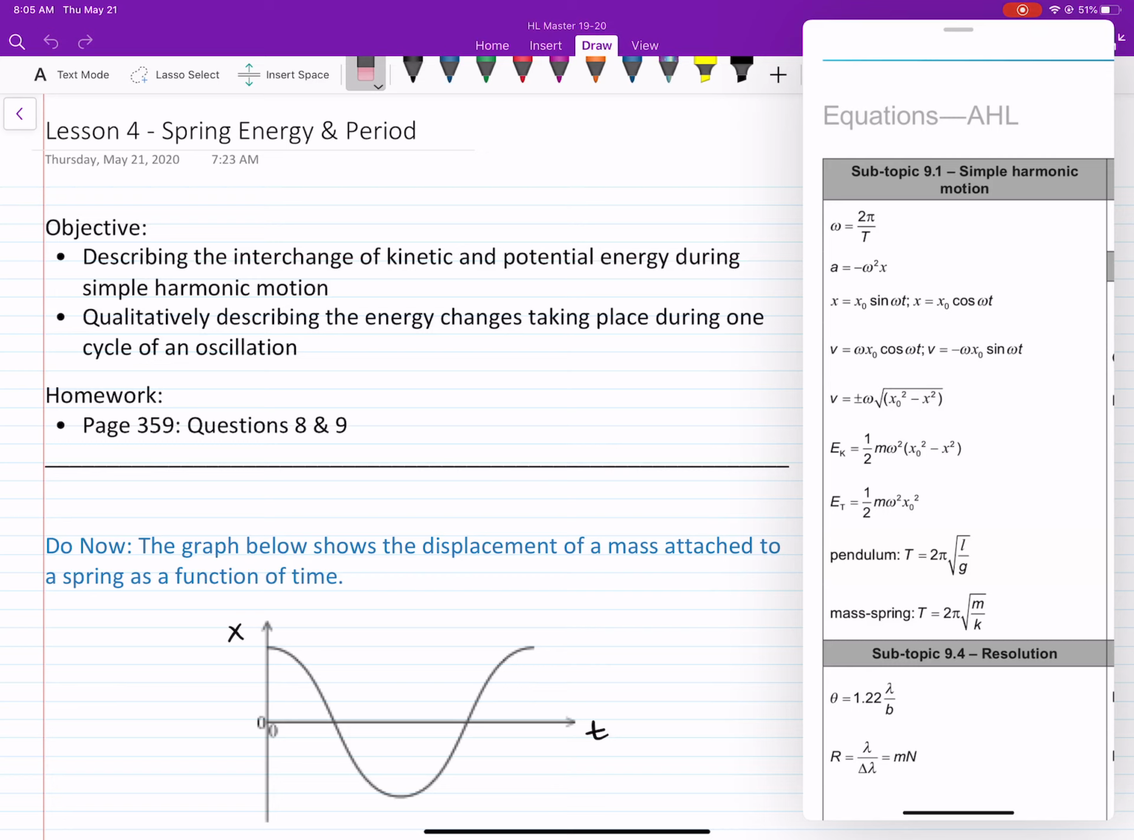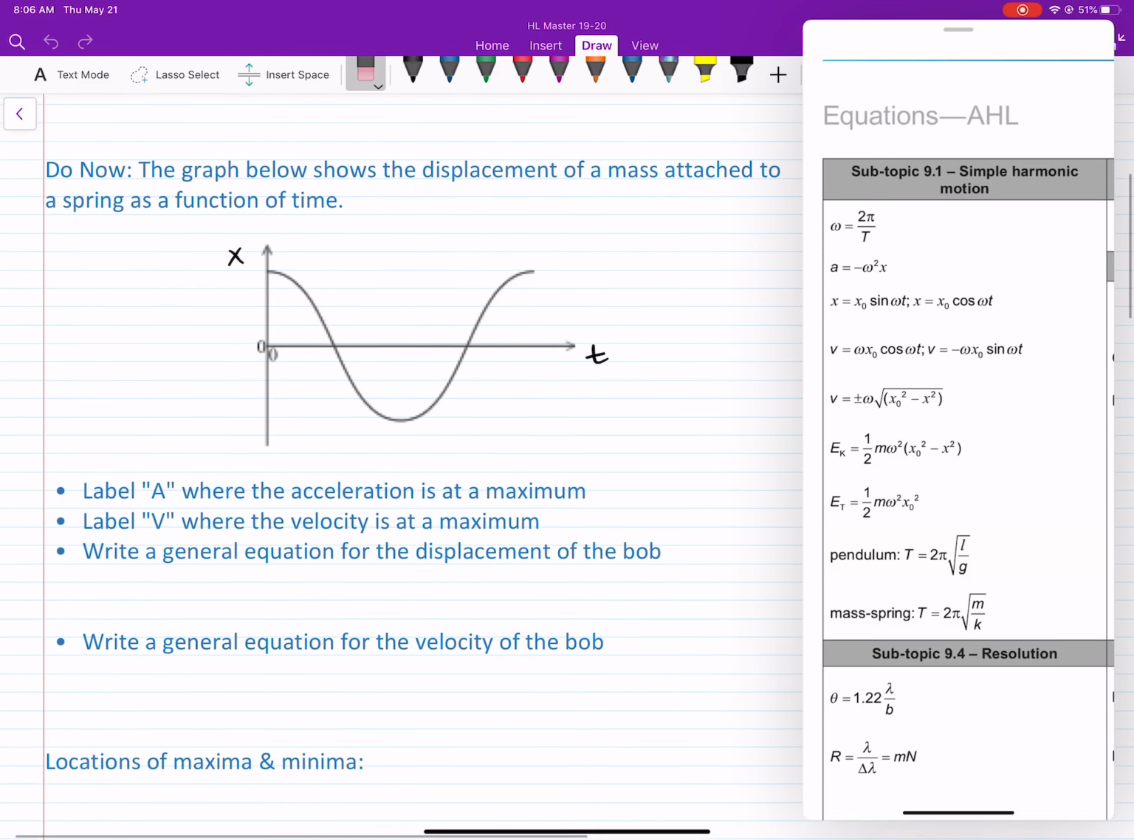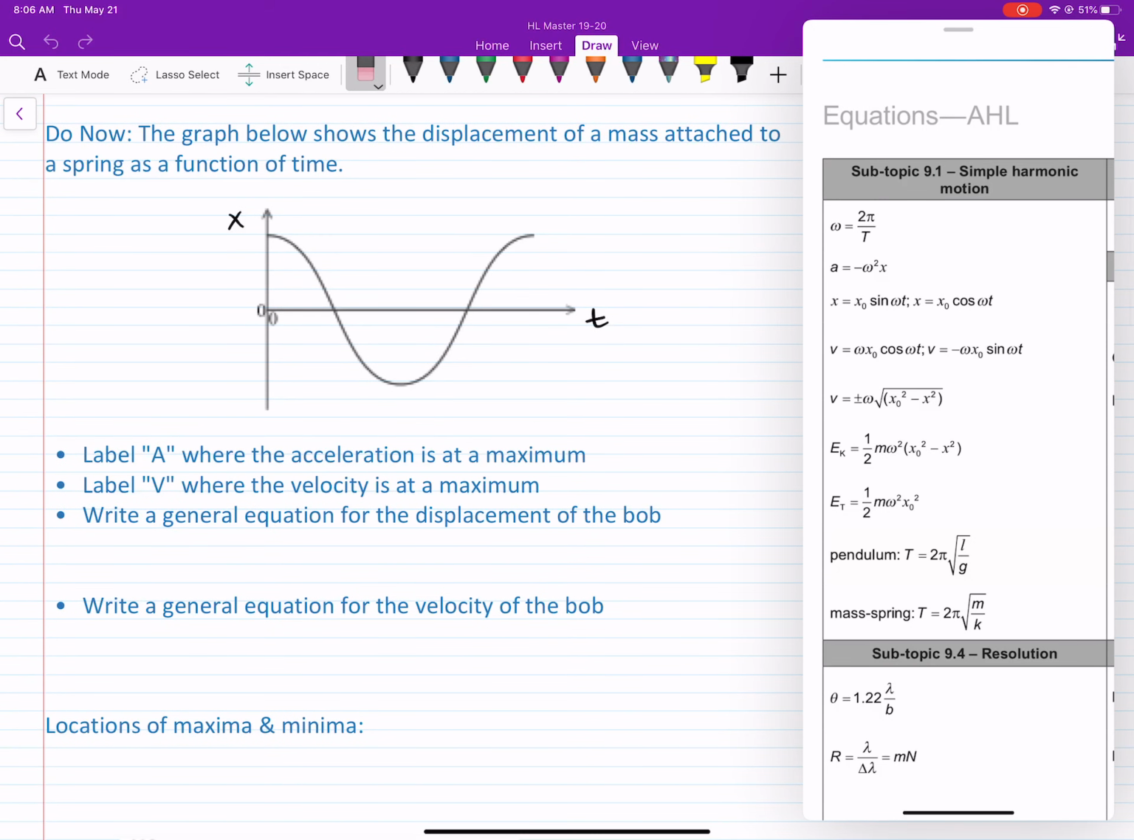We're looking at the interchange of kinetic and potential energy in simple harmonic motion, and then describing how those changes will happen. And there are a couple of homework questions for you guys to look at on page 359. So I'm going to start this out by looking at some things from previous lessons in this Do Now. So you should maybe take a second and pause the video and try this question.